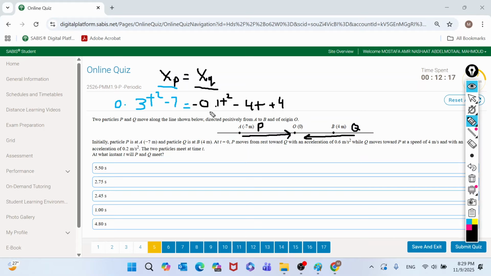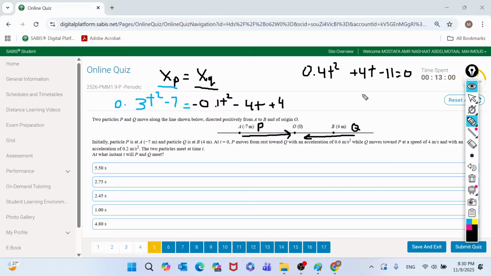Now, we take everything to the other side to make it simpler to solve, so you can use the quadratic equation on your calculator. So -0.1, take it here, so it's going to be 0.4 T squared. When you take the other side, it's going to be plus 4T. Minus 4 minus 7 is minus 11. Equals 0.